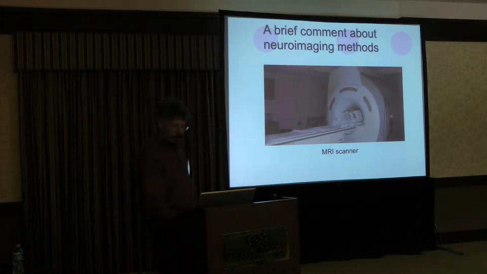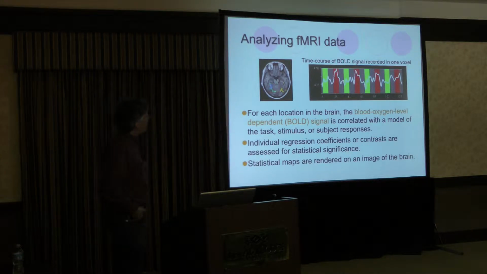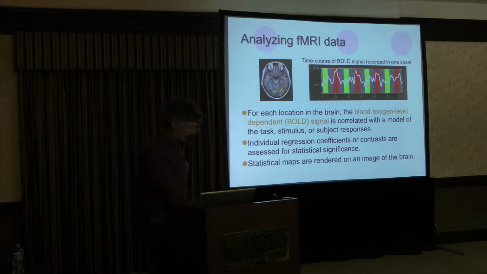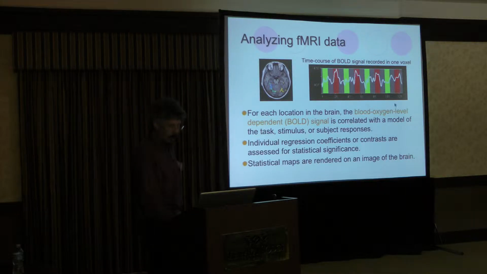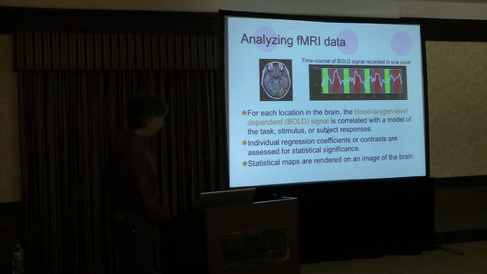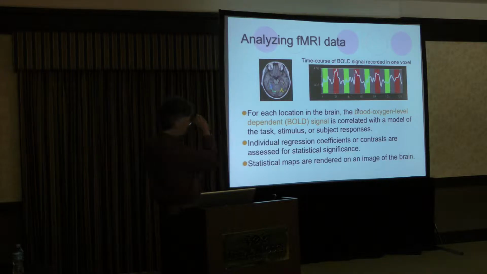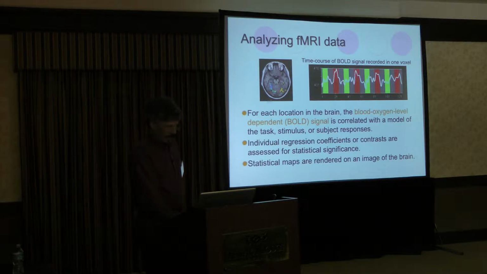Brief comment about neuroimaging methods. What you're measuring is not directly the activity of neurons, but rather an indirect measure of neuronal activity. You're measuring the blood oxygen level dependent signal, which is associated with the fine regulation of the blood supply to all these different locations in the brain to deliver oxygen and glucose to active regions.